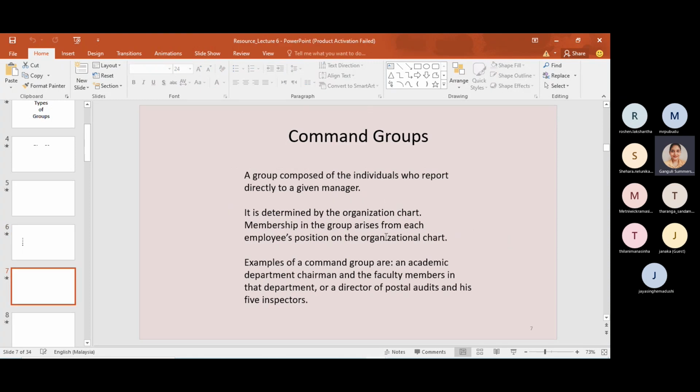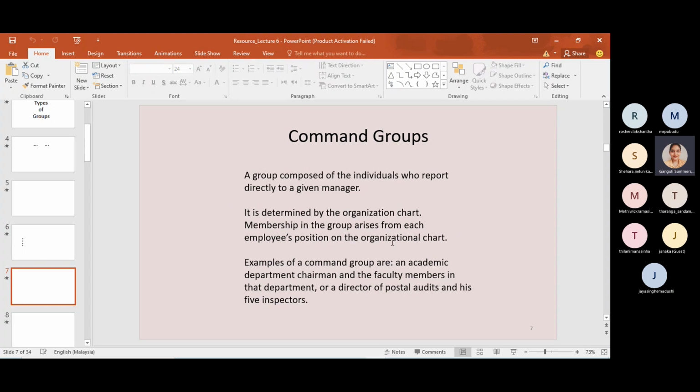Okay, so let's see what command groups are. Let's look at the first point mentioned here: a group composed of the individuals who report directly to a given manager. So a command group is a group of people who directly report to a given manager.